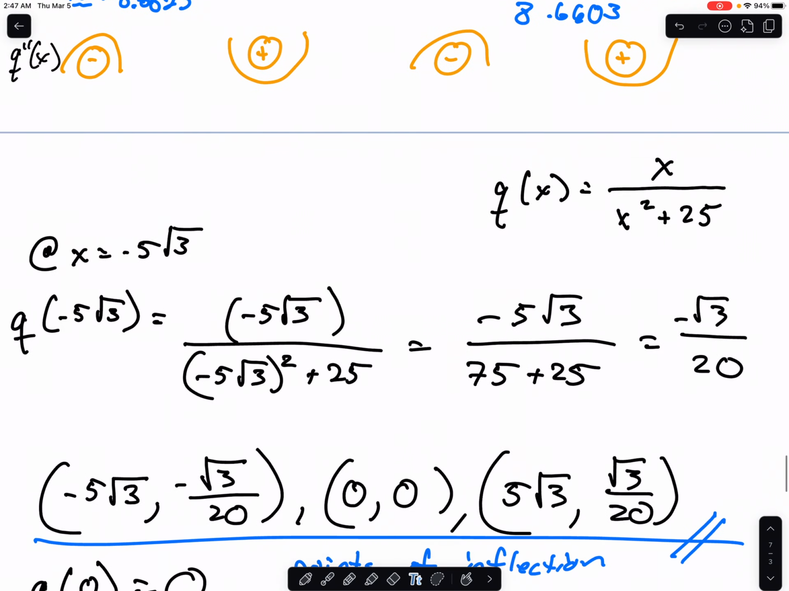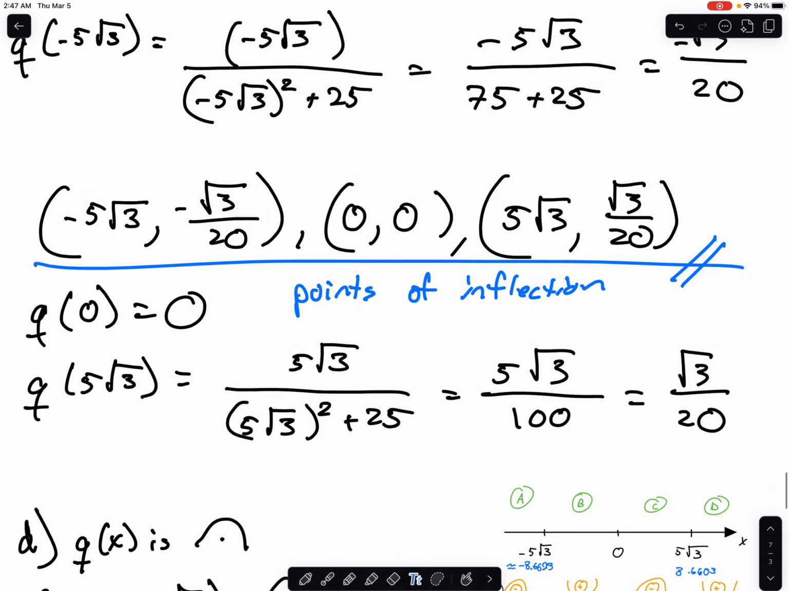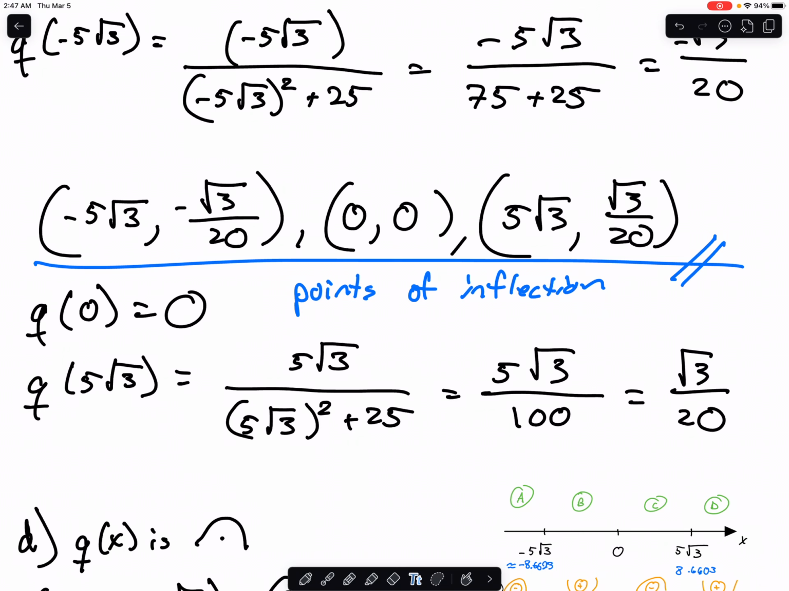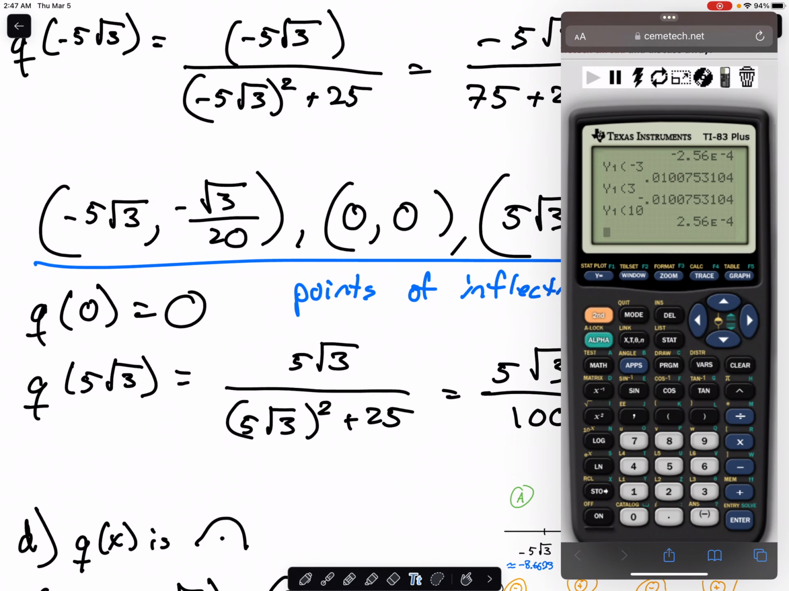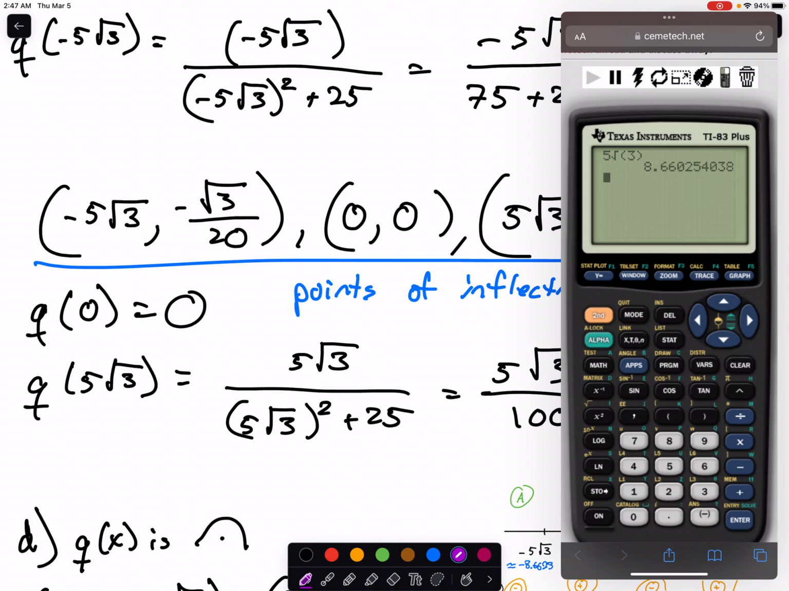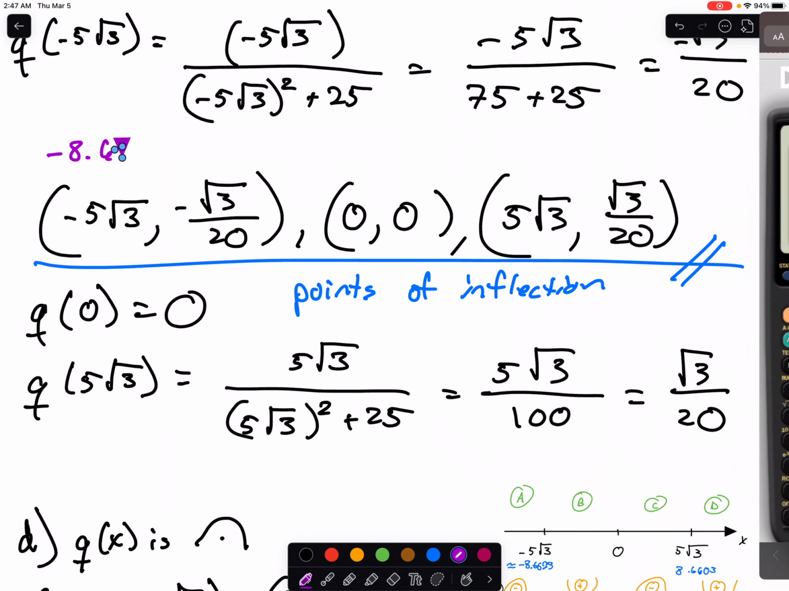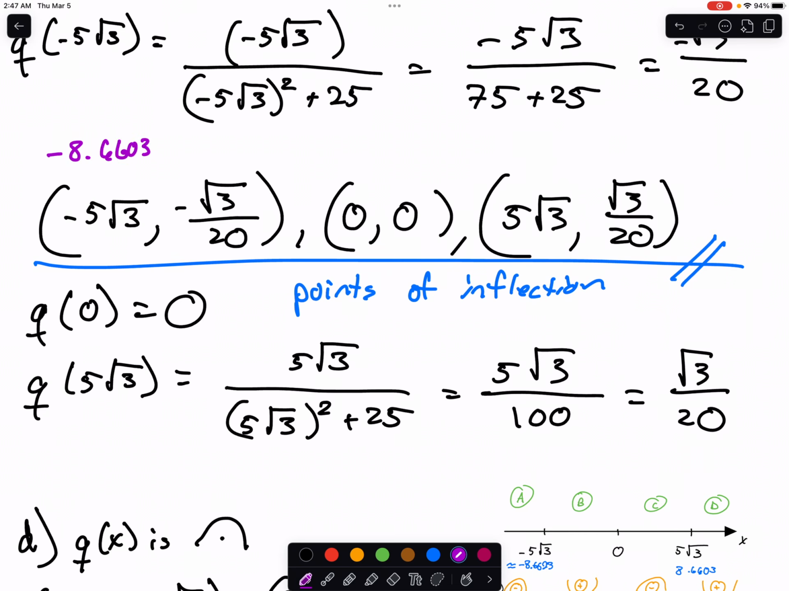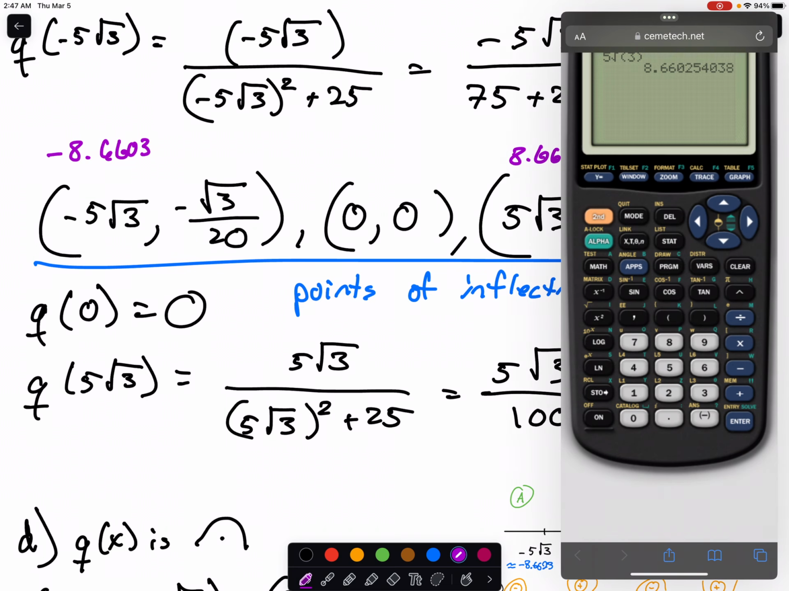C, points of inflection. We kind of need those decimals. I am going to do this, clear. 5 times the square root of 3, 8.66. So I'm gonna just do these in purple. This is approximately a negative 8.6603. And this one should be a positive 8.6603. Let's get this root 3 over 20.